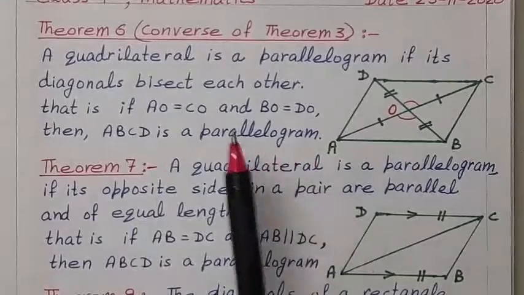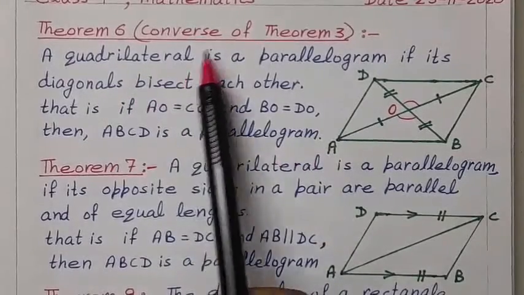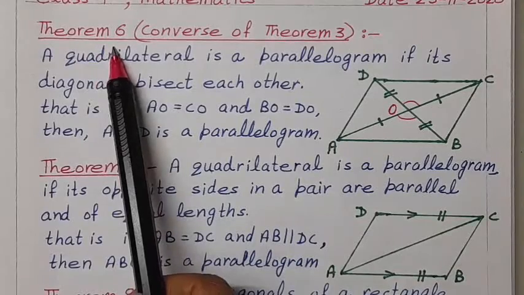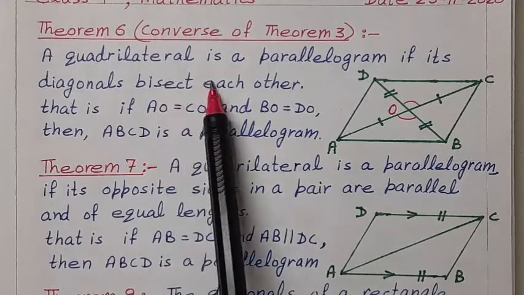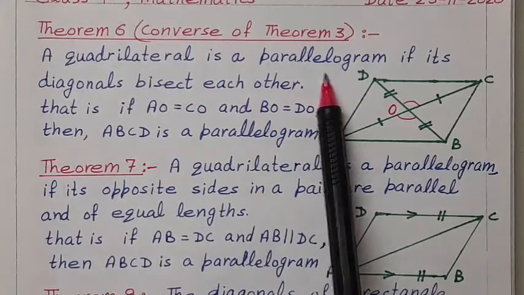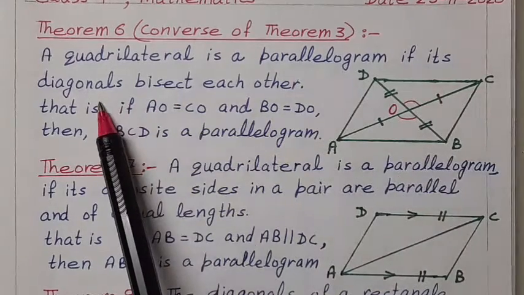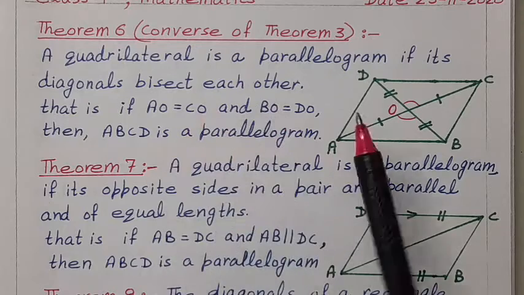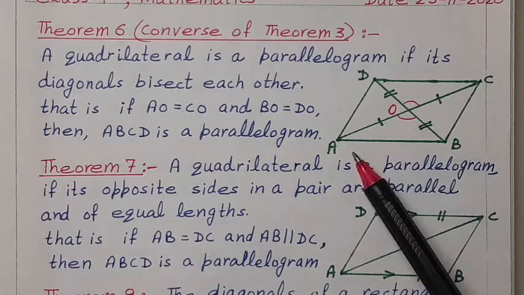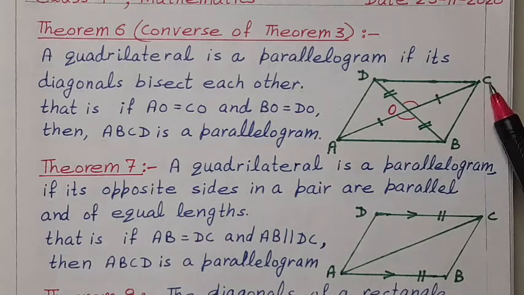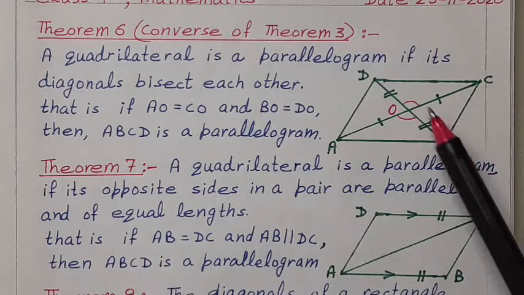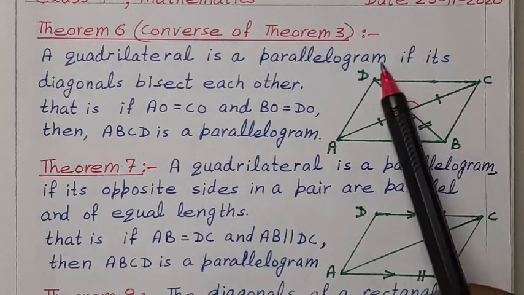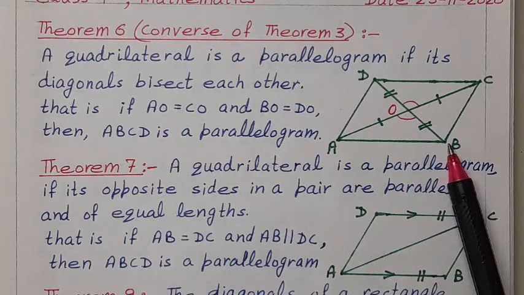Now students, let us discuss the converse of theorem 3. So theorem number 6 is, a quadrilateral is a parallelogram if its diagonals bisect each other. That is, if AO is equal to OC and BO is equal to OD, then ABCD is a parallelogram. Clear?